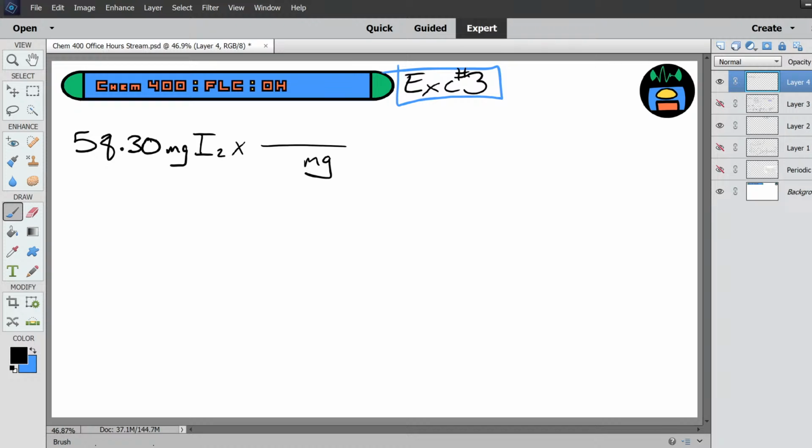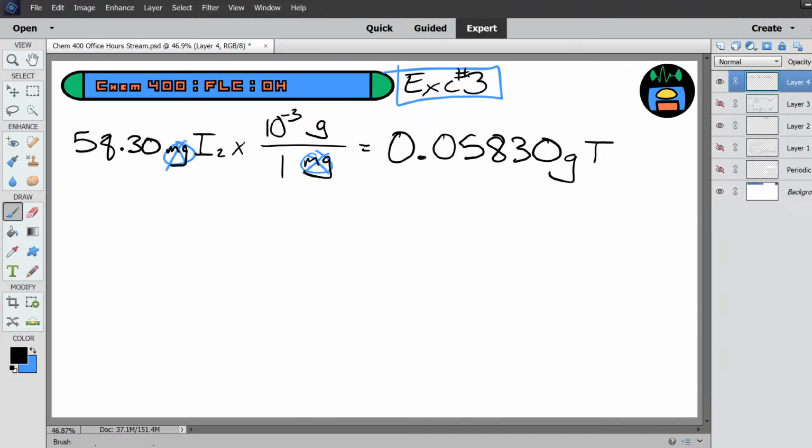Right, so we got milligrams right here, grams right here. 1 milligram is 10 to the negative third grams. So milligrams cancel. This leaves us with 0.05830 grams of I2. All right, that is our mass of iodine in grams.